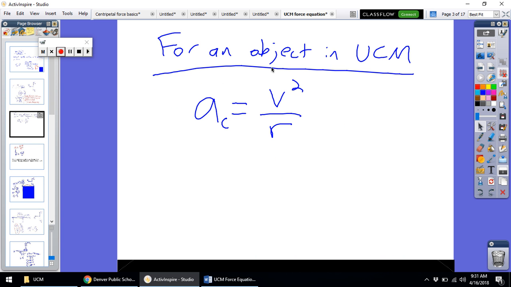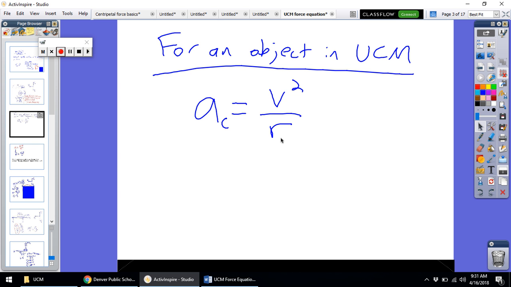When an object is in uniform circular motion, the acceleration is v squared over r. You do not use the velocity equation, vf equals v naught plus at, or a equals change in v over change in t. You do not use that equation for UCM. You use this equation for acceleration. Notice there's only one v here. That would be the speed that the object is going, and this r would be the radius of the circle that the object is traveling in.